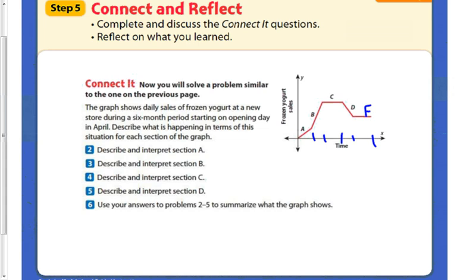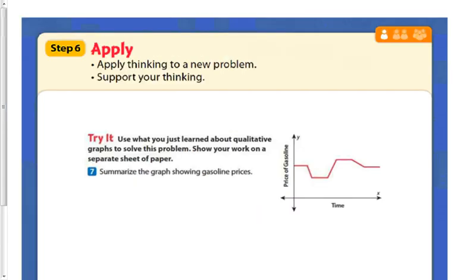So answer numbers 2, 3, 4, and 5 describing what's happening. Again, this is time going on based on frozen yogurt sales, so frozen yogurt sales over time. And then for number 6, use your answers to summarize what you think is going on with this graph. So answers of 2 to 5 to summarize what's going on in the graph. Okay? I'd like you to take some time to go ahead and do that. And then when you're done, I'd like you to also summarize the graph at the bottom.